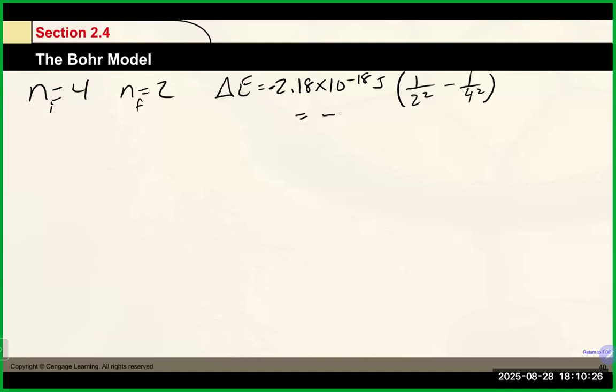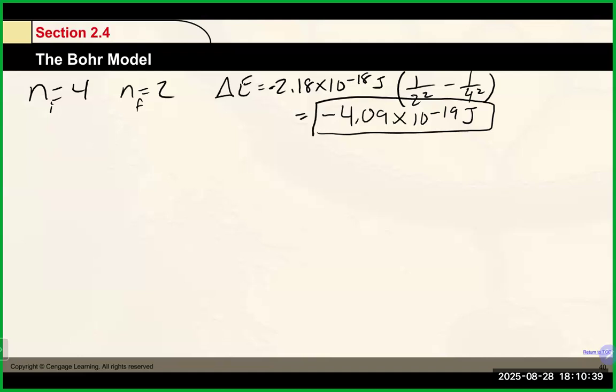Again, I'm just going to go 2 decimal places. Seems fine for the lab, so why not? 4.09 times 10 to the minus 19 joules. Again, we do end up with a negative value for energy, which does make sense as we're going from the 4th energy level to the 2nd. We're dropping that electron in energy. The atom has to give off that energy in an exothermic, negative type number.